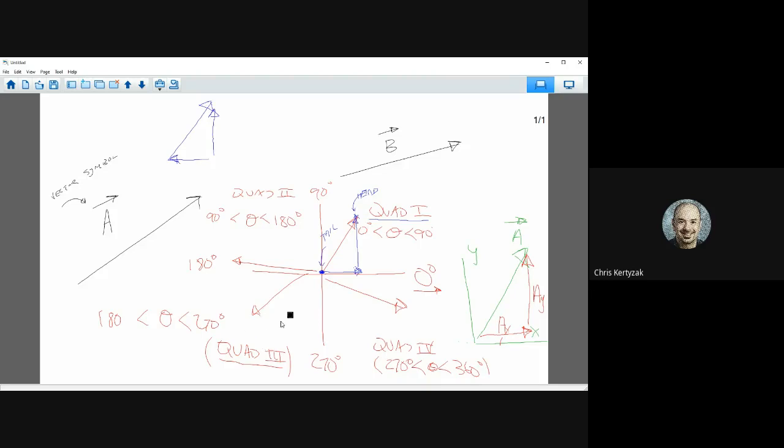If I was drawing my quadrant 2, follow the same rule. Start at the back end. This component would go all the way to here, and then I would have a little bit of a y component right there. For quadrant 3, I didn't draw quadrant 3 very neatly, I should say.